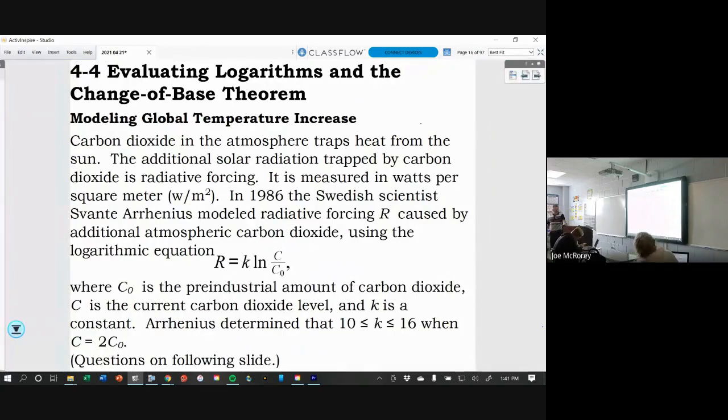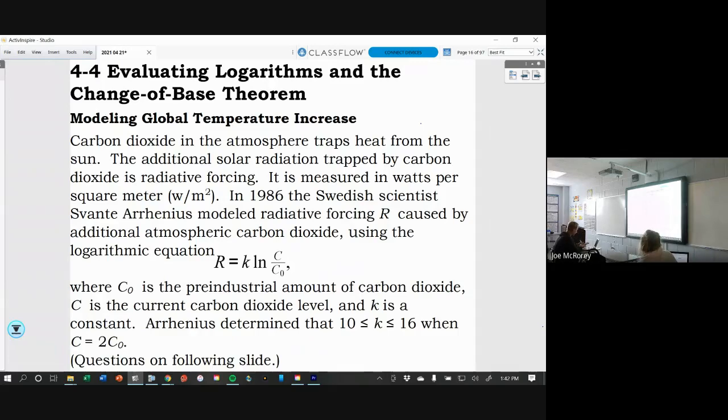Carbon dioxide in the atmosphere traps heat from the sun. The additional solar radiation trapped by carbon dioxide is radiative forcing. It's measured in watts per square meter. In 1896, the Swedish scientist modeled radiative forcing R caused by additional atmospheric carbon dioxide using this equation. C naught, or C sub 0, is the pre-industrial amount of carbon dioxide. C is the current carbon dioxide. K is a constant. He determined that K is between 10 and 16 when C equals C naught.